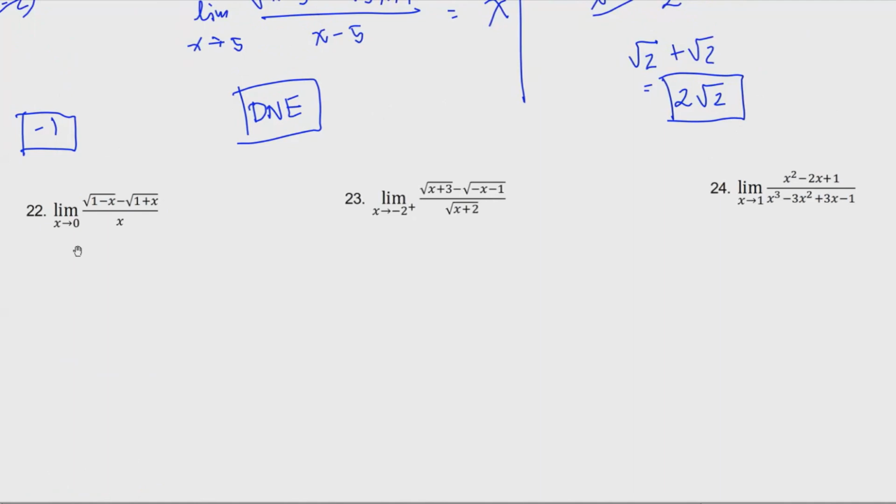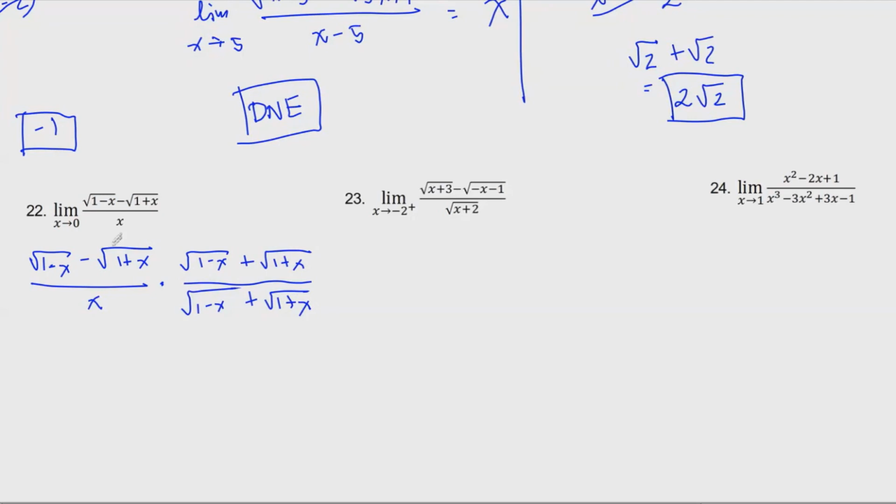In this case, if I wanted to substitute 0 here, what we'll get is simply 0 at the denominator, and that is not possible. So we need to redefine this by multiplying it with the conjugate of the numerator. So what we get here is (square root of 1 minus x, minus square root of 1 plus x) over x, multiplied with (square root of 1 minus x plus square root of 1 plus x) divided by (square root of 1 minus x plus square root of 1 plus x). Now multiplying this respectively, what we get is simply terms that do not have the radical sign.